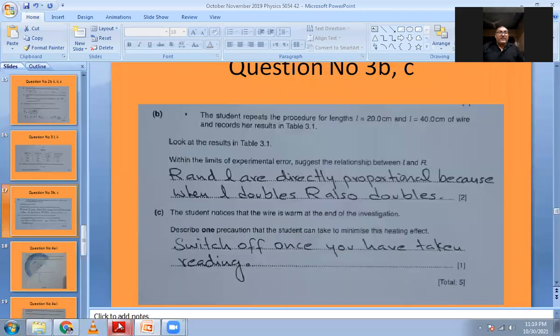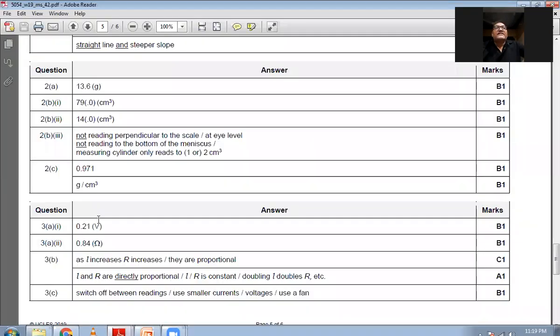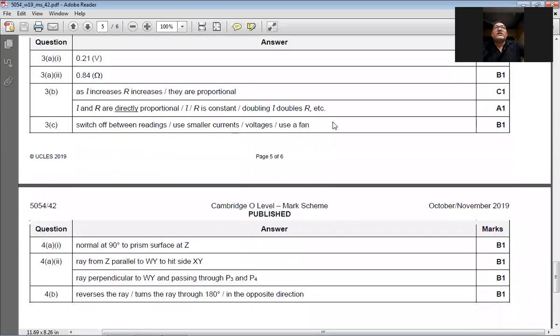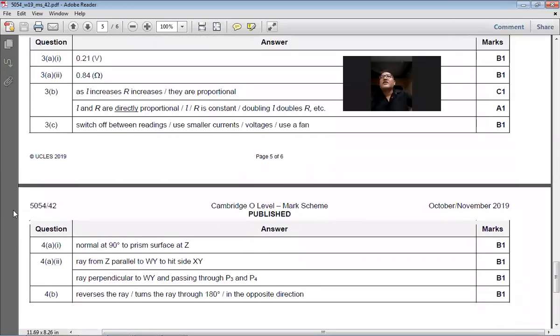So let's check the marking scheme. Here we go. The marking scheme of question number 3 is showing up on your screen. One thing you can do is pause this YouTube video and take your time with the marking scheme.